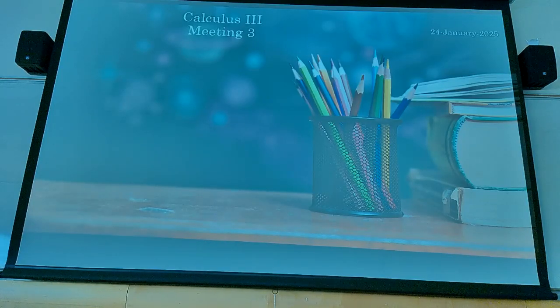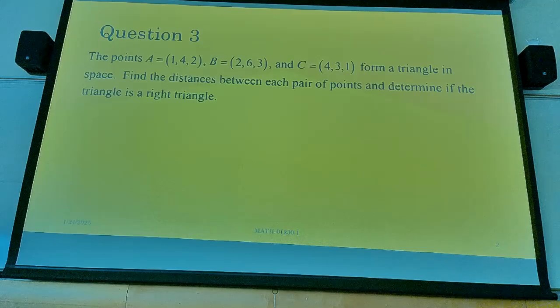Finish vectors. So we're given 3 points. They form a triangle in space. Now find the distance between each pair and determine if they form a right triangle.